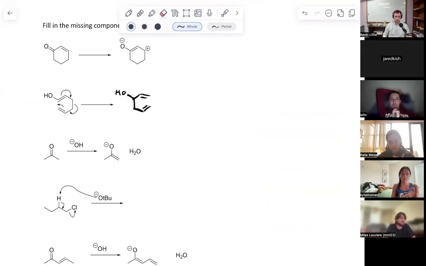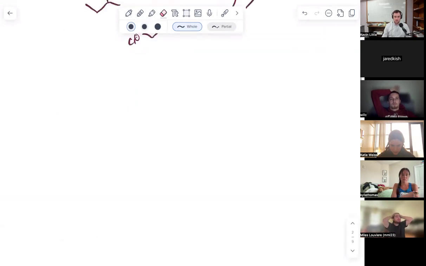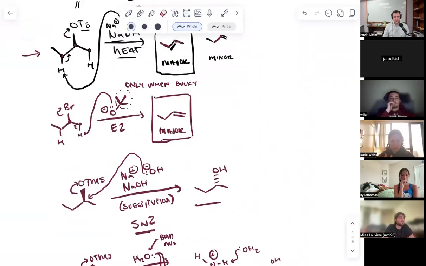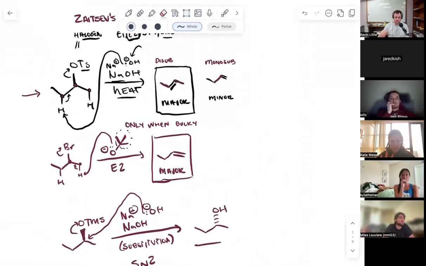Then you can move on to E1, E2, SN1, SN2. Then you can move on to Zaitsev's rule, inversion of stereochemistry, using alcohols as leaving groups. Although I probably know that alcohols could be leaving groups when you're learning through SN1, SN2, E1, E2, that I could just use OTs, OTMS, whatever, and it's the same thing as a halogen practically. Okay.